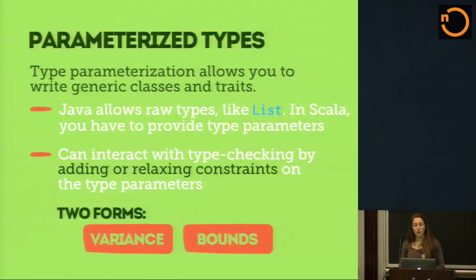Parameterized types. So type parameterization is basically generics. It allows you to write things that are fully generic, like classes and traits and other things like that. So the point that I wanted to make here is that you can basically add constraints to these things. You can use this notion of variance or this notion of bounds to control what can be passed into a class or what a type constructor in a class can take. I'll give you an example.